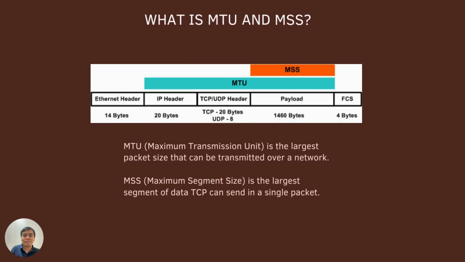What is MTU and MSS? MTU stands for Maximum Transmission Unit, which is the largest packet size that can be transmitted over a network. MSS stands for Maximum Segment Size, which is the largest segment of data TCP can send in a single packet.